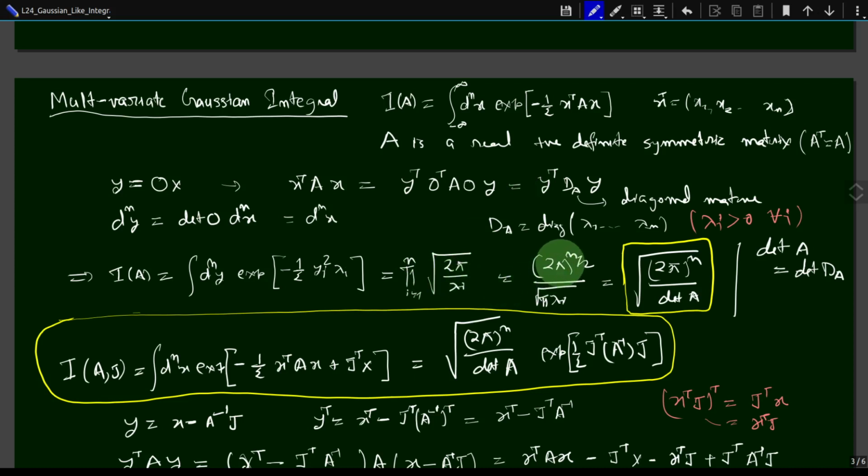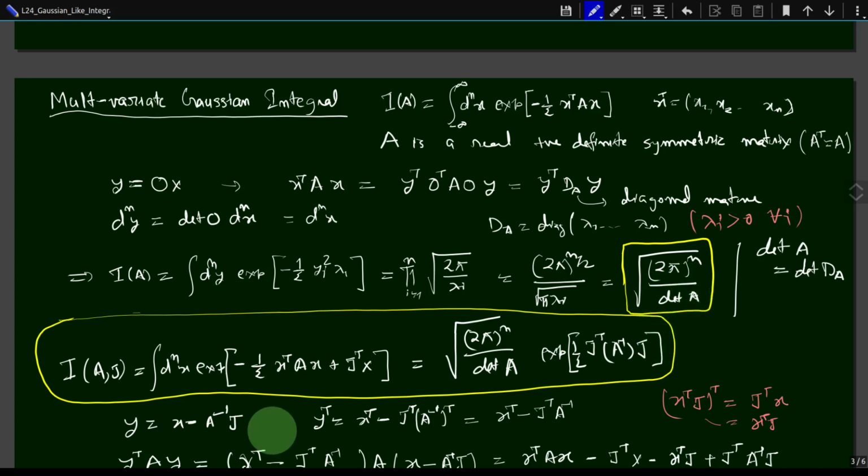The product of lambda_i is nothing but the determinant of A, because the determinant of any matrix is the product of all its eigenvalues, which, when diagonalized, is the product of all the diagonal entries. So the final result is the square root of (2 pi)^n divided by the determinant of A. So this result is proportional to the negative half power of the determinant of A. That's the result.